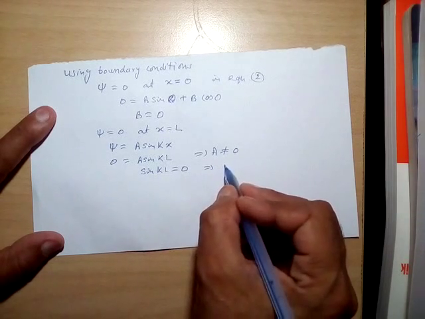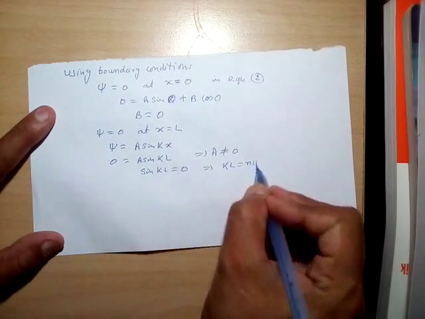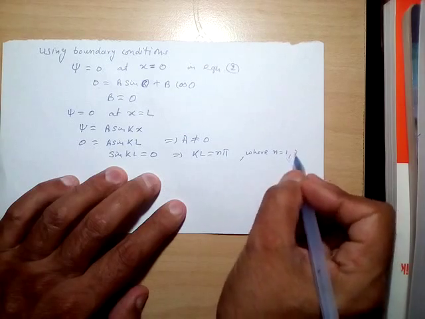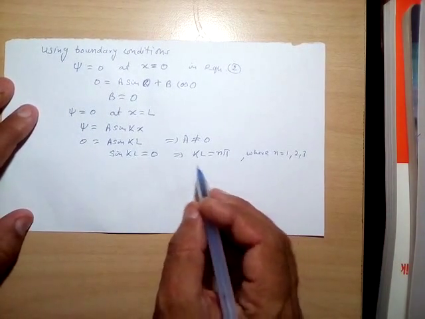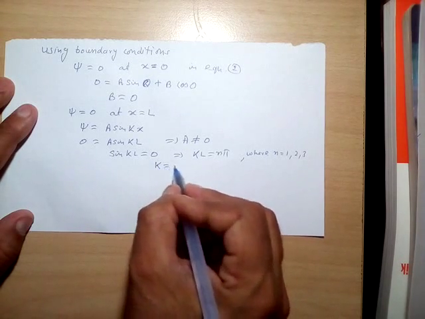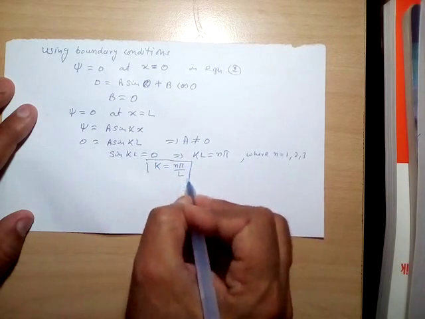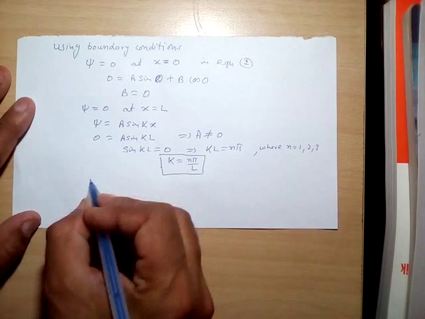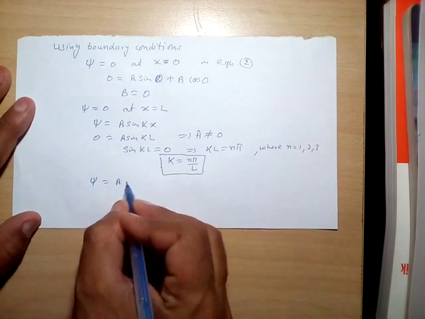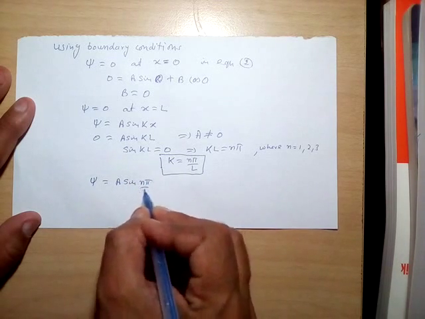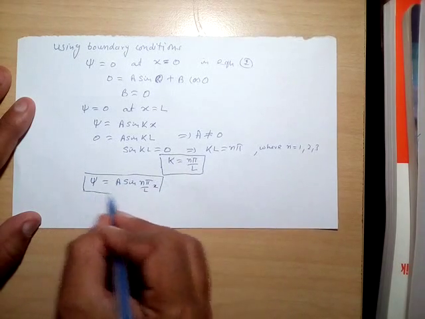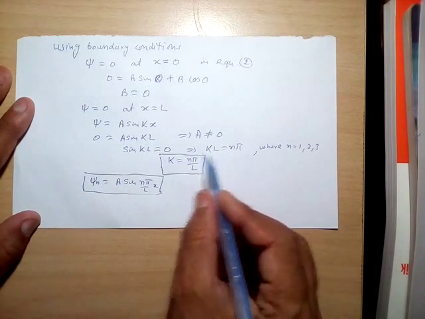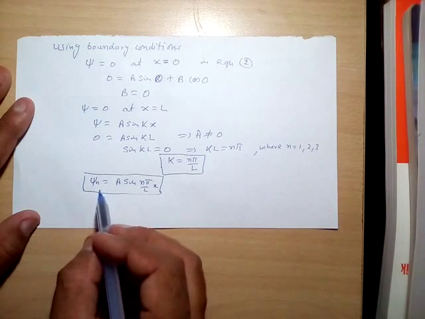From this we can write that kL should be equal to n pi, where n may be 1, 2, 3, 4, and from here we get k in terms of n pi by L. And the wave function becomes psi is equal to a sin n pi by L into x. This is the wave function, or we can write psi n, because here we have nth values, n is equal to 1, 2, 3, so this is the psi n wave function.